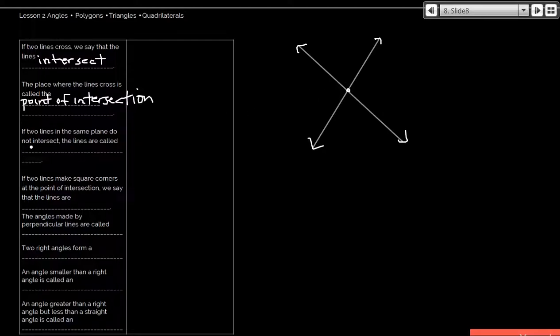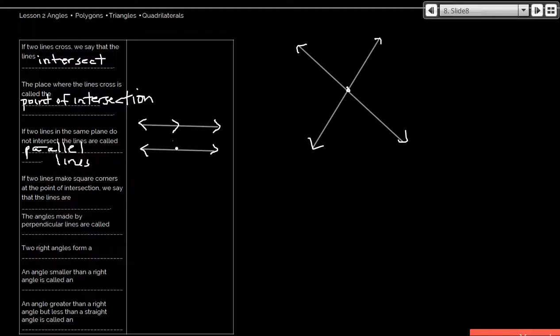If two lines in the same plane do not intersect, the lines are called, so if they don't intersect at all forever and ever, two lines that don't intersect, they would go like this and like this. If they would go on and on and on forever, I'm going to put arrows on the end so I'm accurate. Two lines that never intersect, we call them parallel lines. Parallel lines, they never intersect.